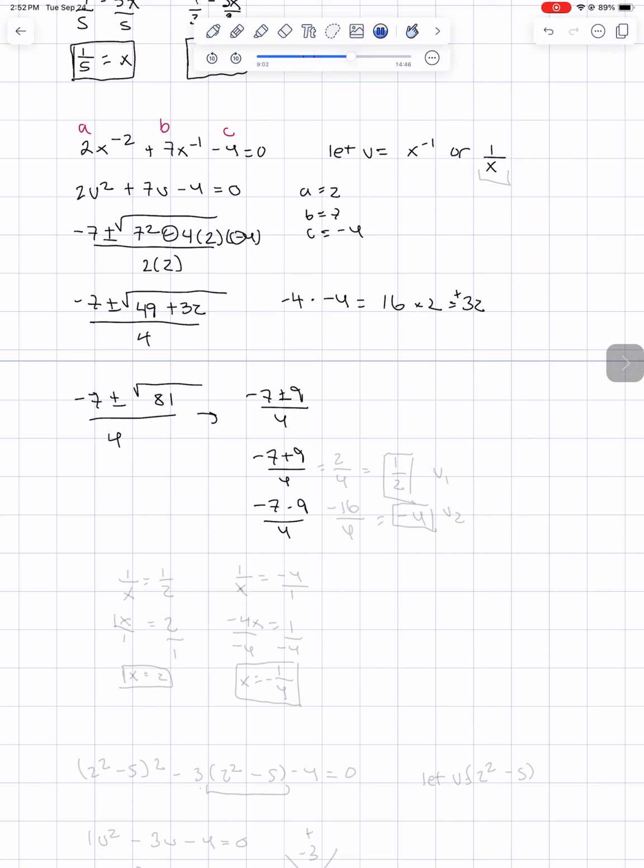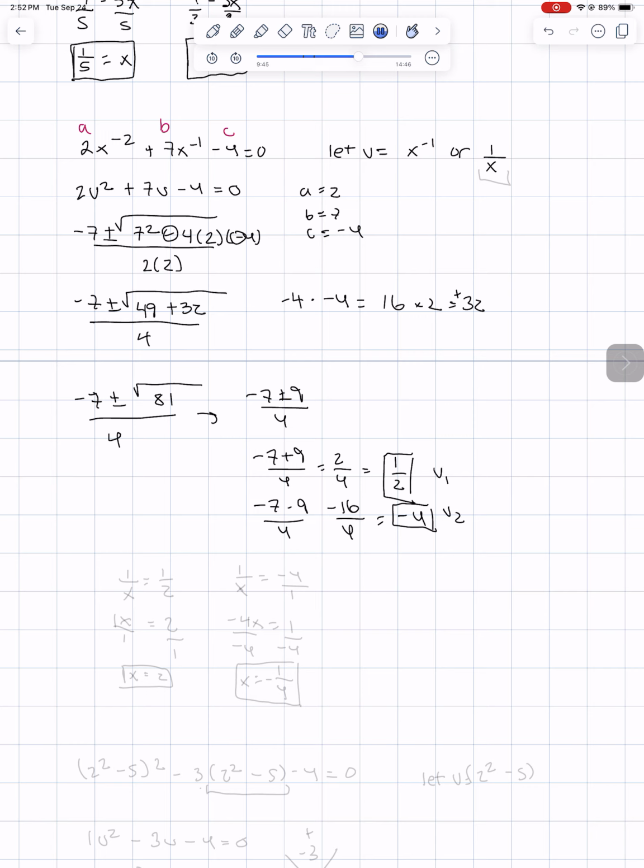So we're going to get, in the end, well, let's do it. Minus 7 plus 9 is 2. So we get 2 over 4. And then minus 7 minus 9 is what? Oh, it's minus 16 over 4. Well, then we know this is going to be minus 4. And then if I reduce this, I get 1/2. So we get 1/2 and minus 4. So we have our two u's, u1, u2.